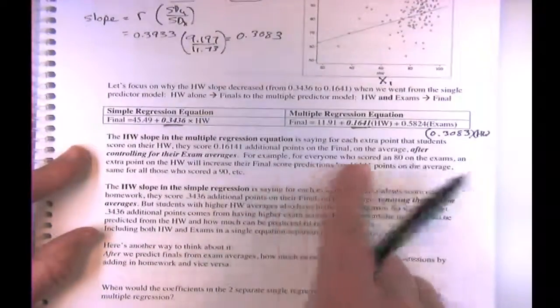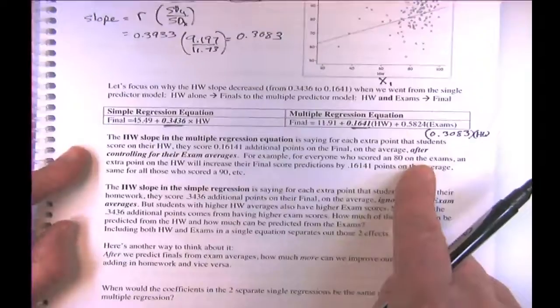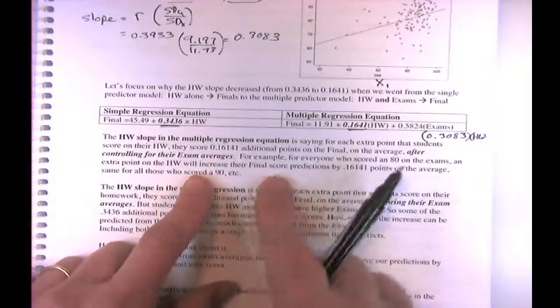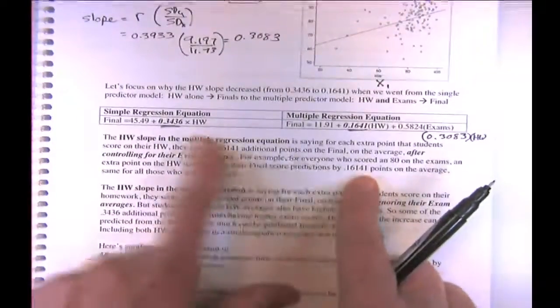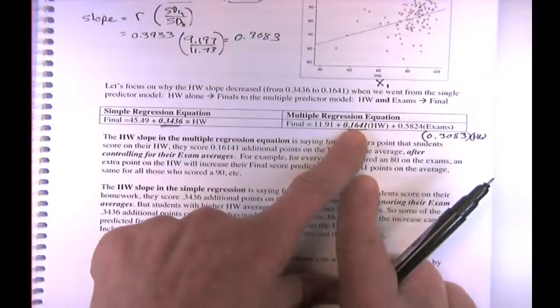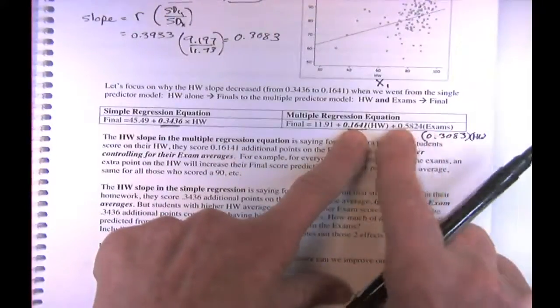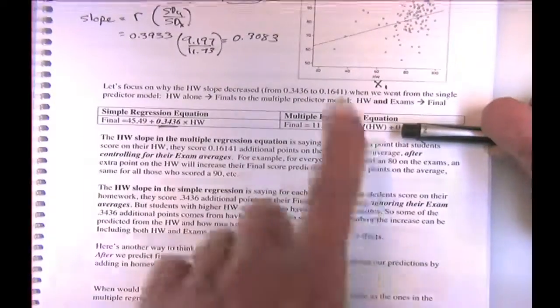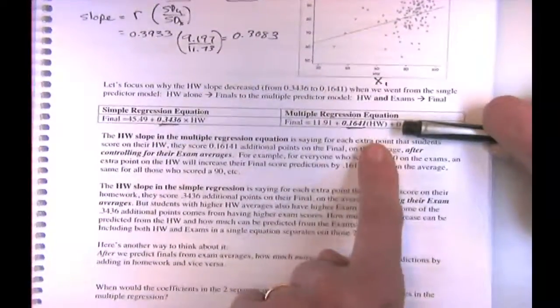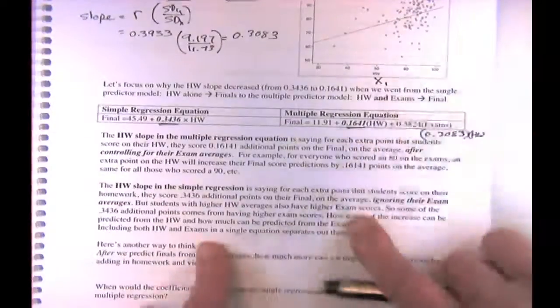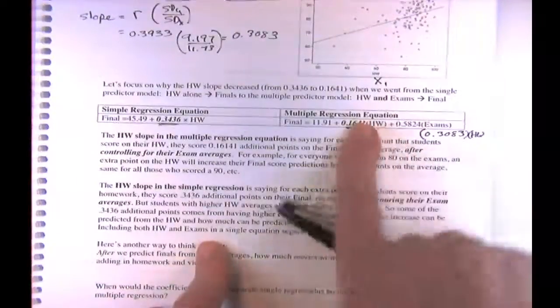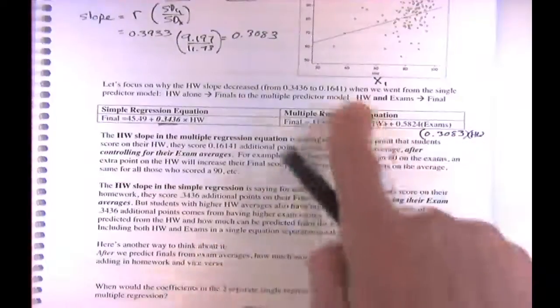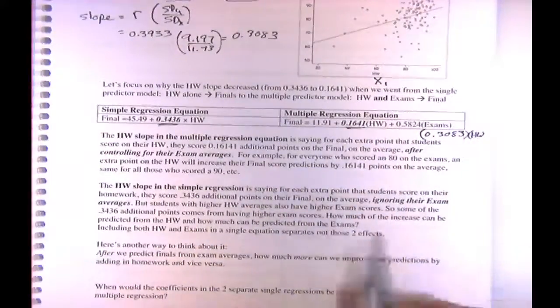For everyone who scored an 80 on the exams, an extra point in the homework will increase their final score by that. So it's controlling for the exams, saying you have the same exam, get that out of the picture. What extra effect does homework have? And same here. Get the homework out of the picture. What extra effect does the exam have? And that's the whole point of multiple regression.